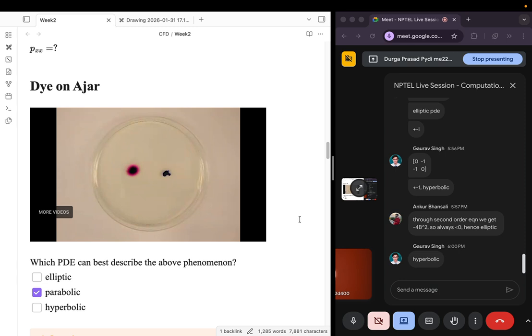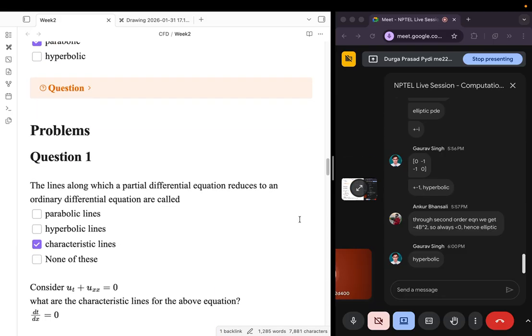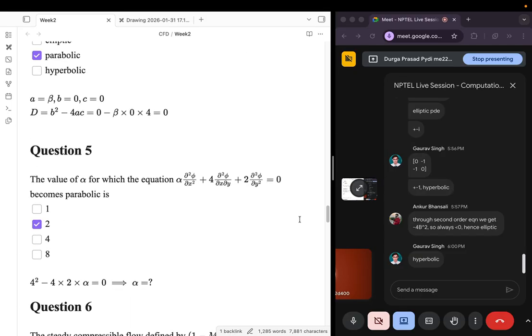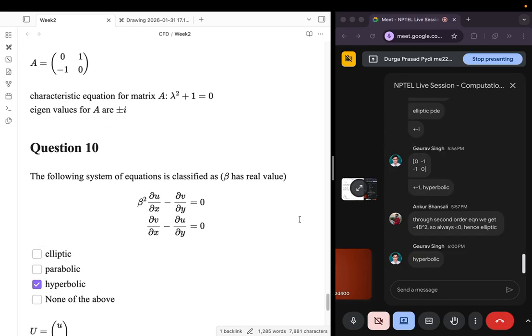For such phenomena, we use an elliptic equation, and we have solved some problems. All of them are trying to understand the same thing: given an equation, how do we identify which kind of differential equation it belongs to? And yeah, are there any questions?